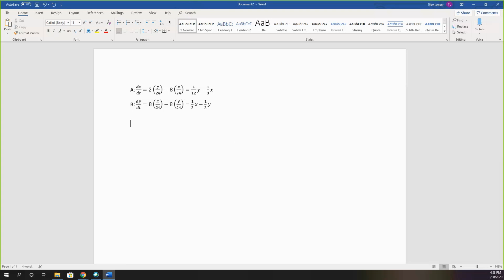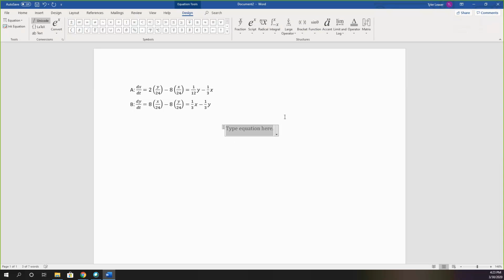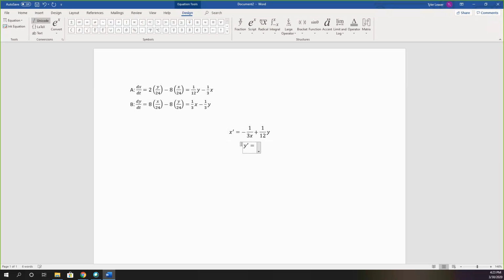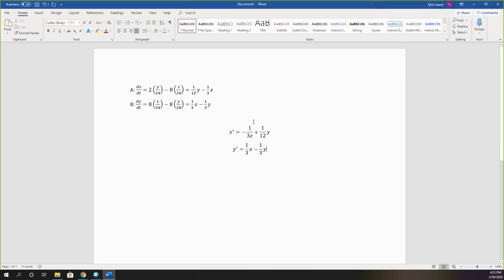All right, just to clean up my system a little bit, I'm rewriting it. Instead of dx dt, I'll just leave it as x prime. So we're going to have x prime is negative 1/3 x plus 1/12 y. And then y prime, I'll just leave that one as is, 1/3 x minus 1/3 y. So all I'm doing here is I'm putting the x over the x and the y over y. These 2 equations are what we're going to call our system. So this is my system of differential equations.